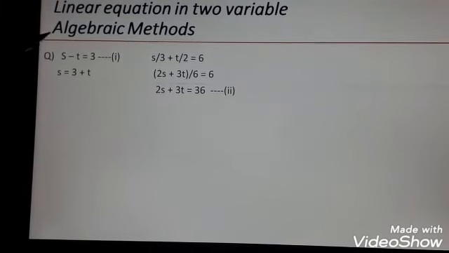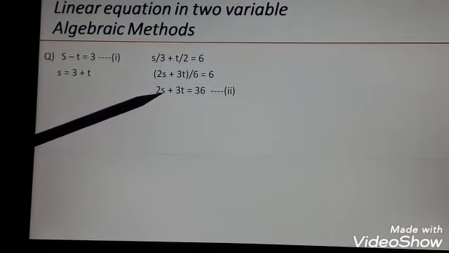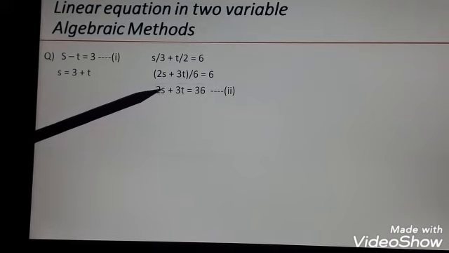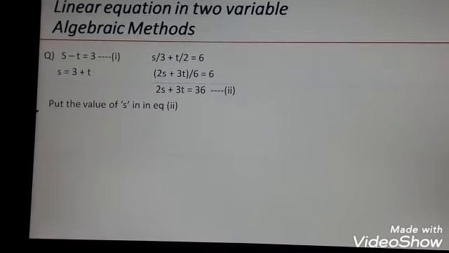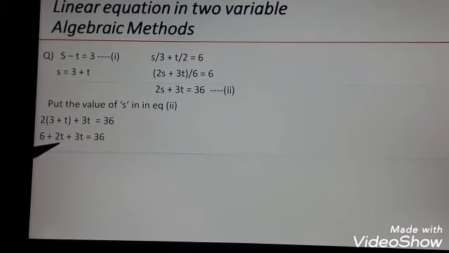Now from the first equation you take out the value of s. By transposing t to the other side, s comes out to be 3 plus t. Now substitute this value of s in the second equation. So it is 2 into s, and in place of s I'll replace this value. After this, the expression becomes 2 into (3 plus t) plus 3t equal to 36. The value of t comes out to be 6.